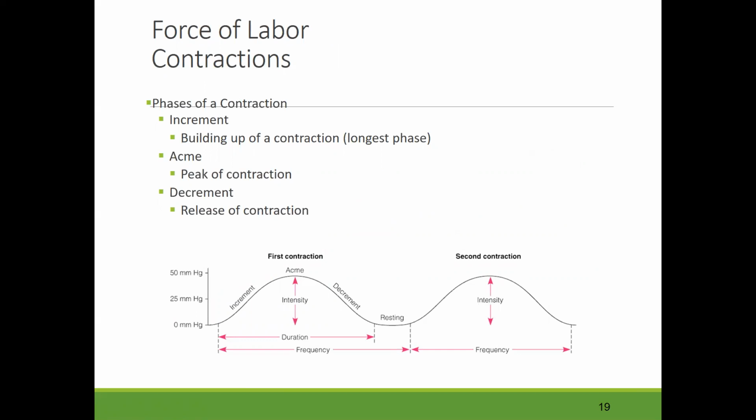So we have increment, which is the building up of a contraction, which is the longest phase. Then we have, right here, which is kind of like going up to that peak. Once we hit the peak, we call that an acme, which is that peak of that contraction. And then we have a decrement, which is release of a contraction. So that's the whole contraction in itself. So we have the increment, we have the acme, and the decrement, which is the downside of the contraction.